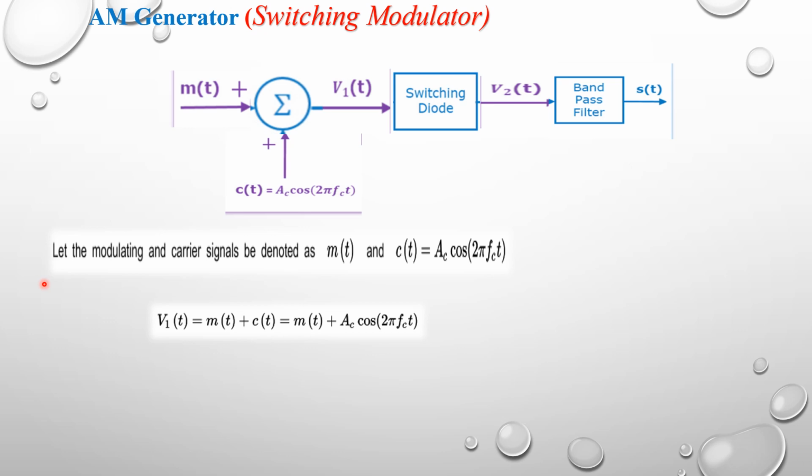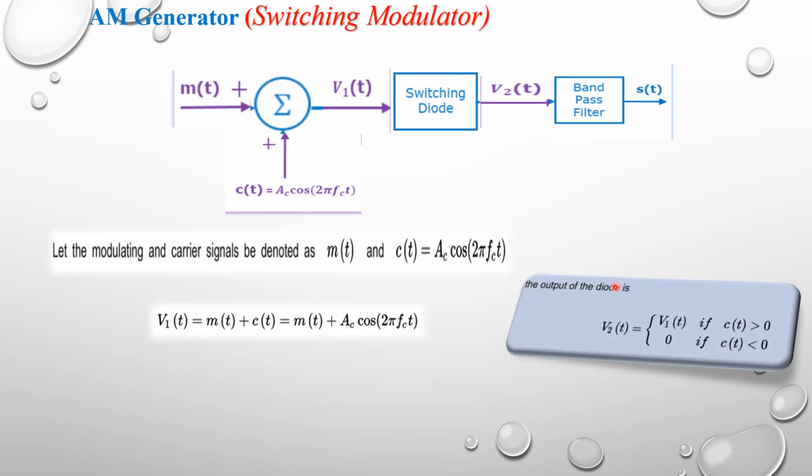First we have to find V1 of t. V1 of t is equal to m of t plus c of t, so it is equal to m of t plus Ac cos 2 pi Fc t. Here c of t is the carrier signal, equal to Ac cos 2 pi Fc t.